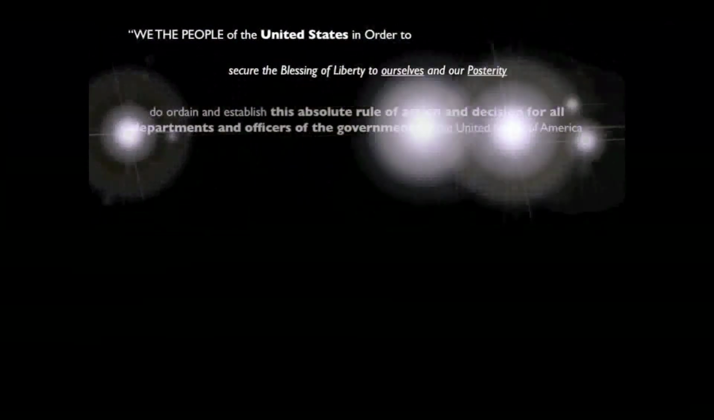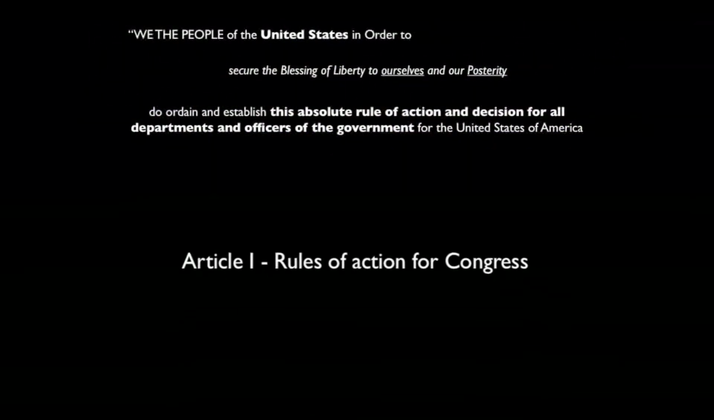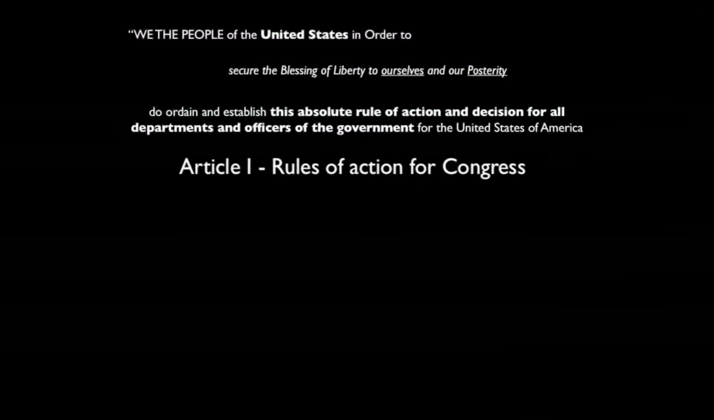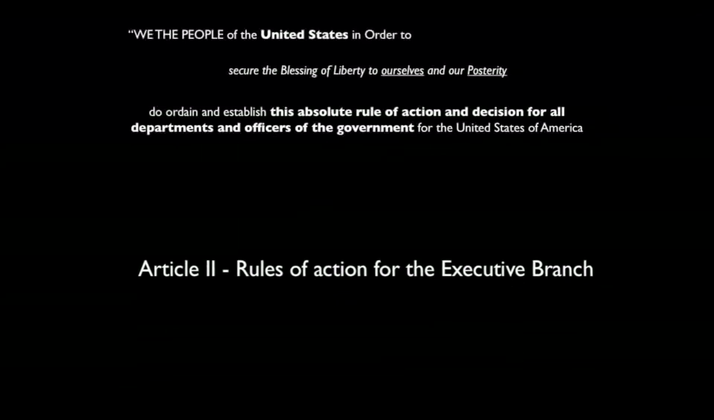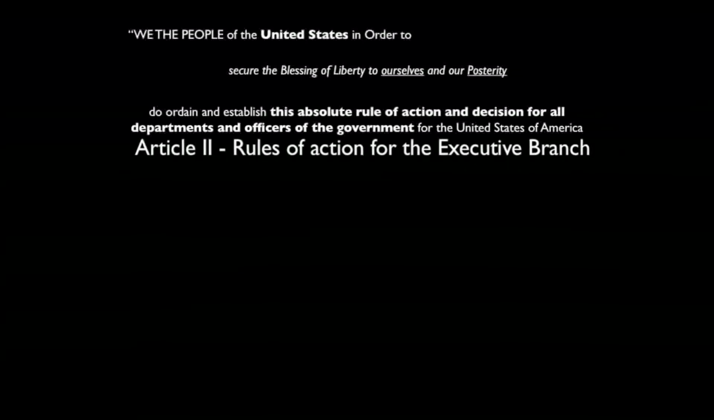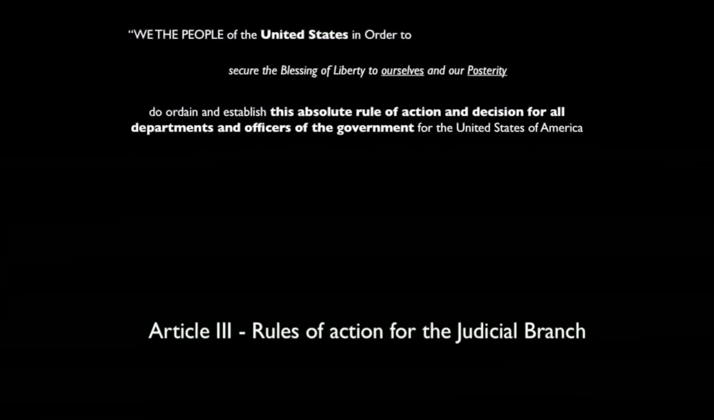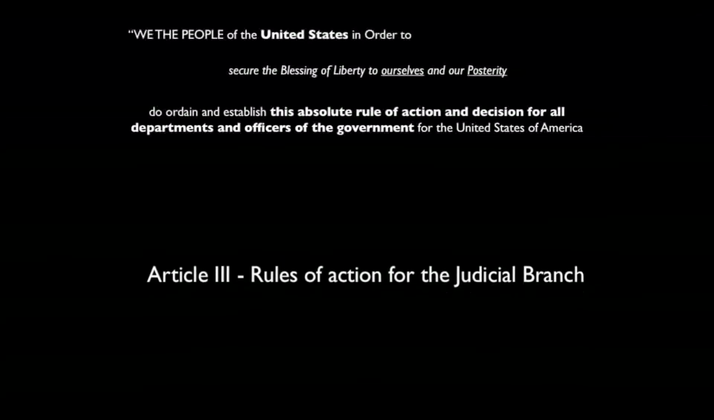The Constitution is essentially a set of rules. It establishes an absolute rule of action and decision for all departments and officers of the government. Article 1, that's the rules of action for Congress. It talks about what Congress can do and how they do it. Article 2, rules of action for the executive branch. It talks about the president, the vice president, and how the executive branch operates. Article 3 sets the rules of operation for the judiciary branch.